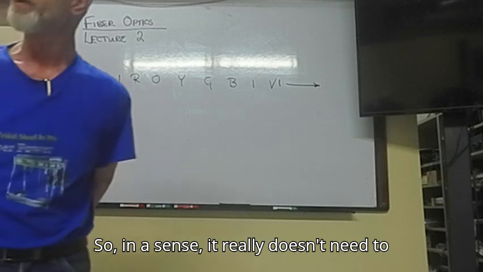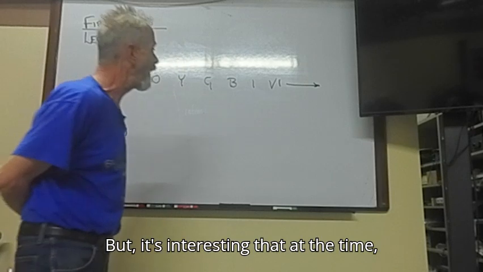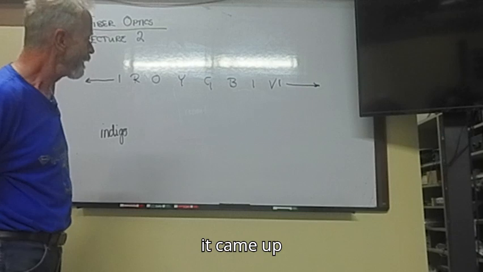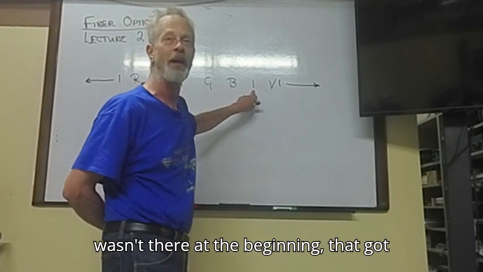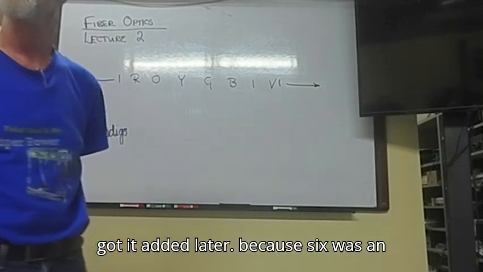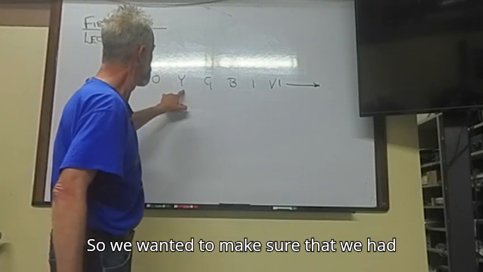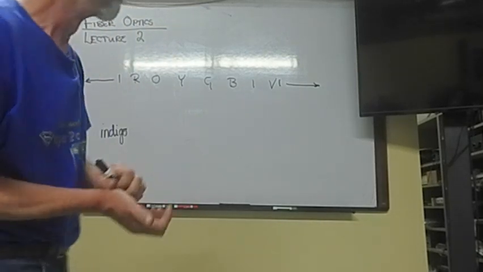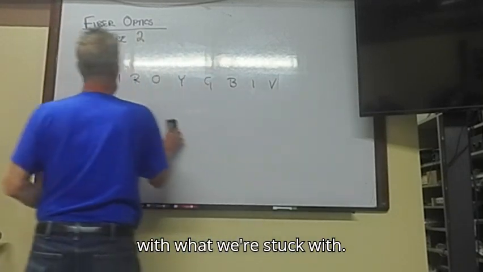So, in a sense, it really doesn't need to be there. It's kind of an intergrade. But it's interesting that at the time, they came up with 6. This one wasn't there at the beginning. That got added later, I think, because 6 was an evil number and 7 was a lucky number. So we wanted to make sure that we had 7 colors in the rainbow. A little bit weird, but hey, we're stuck with what we're stuck with.